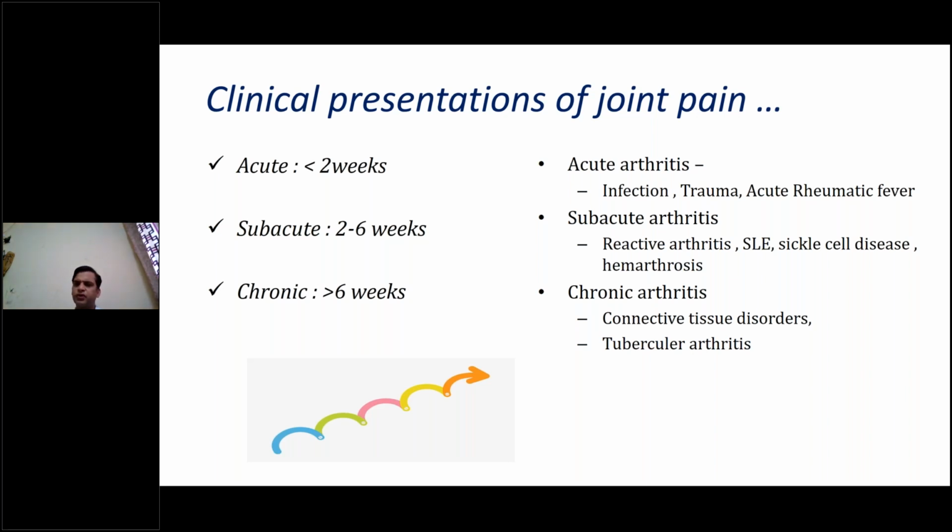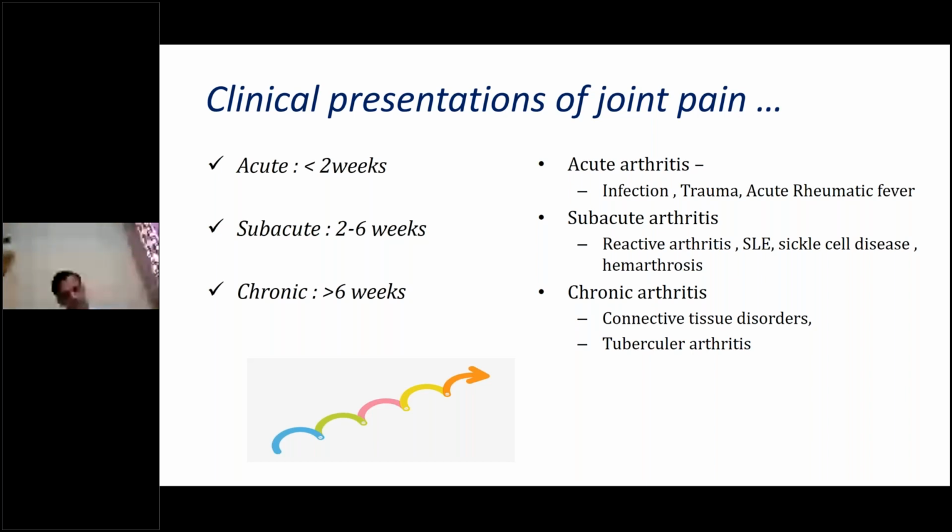For example, acute are usually infection, trauma, acute rheumatic fever. Subacute is reactive arthritis, SLE, sickle cell disease, hemarthrosis. They usually remit also in a short time, with pharmacological or non-pharmacological treatment. Chronic arthritis is the connective tissue disorders.